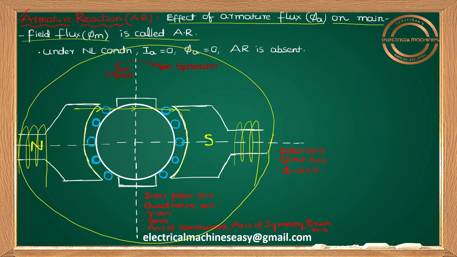Similarly, let me show some more flux lines φM going from the north pole surface towards the south pole surface. Like this, you can show some flux lines here, starting from the north pole surface and going towards the south pole surface. If you want, I can show some more here for main flux. This is what I can say are the main flux lines φM, starting from the north pole surface and going towards the south pole surface.